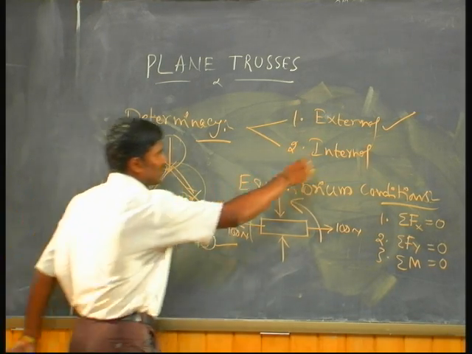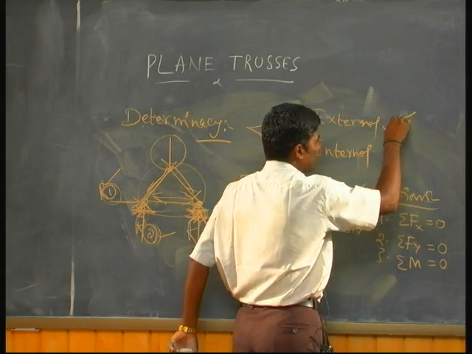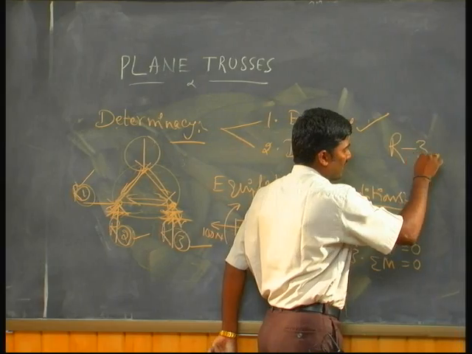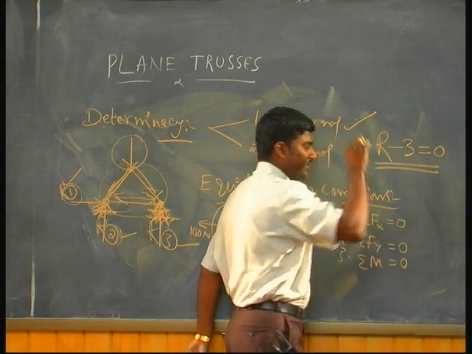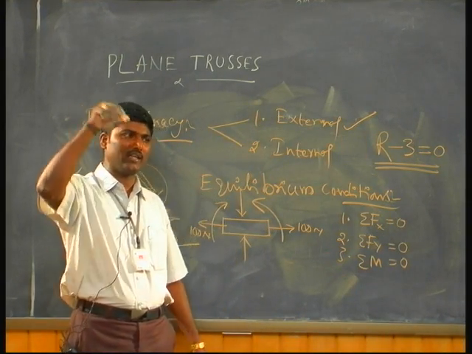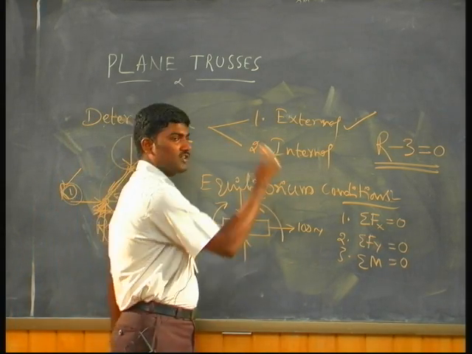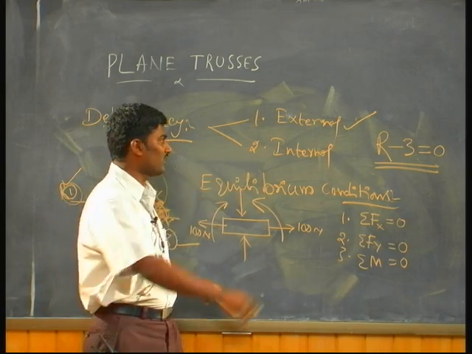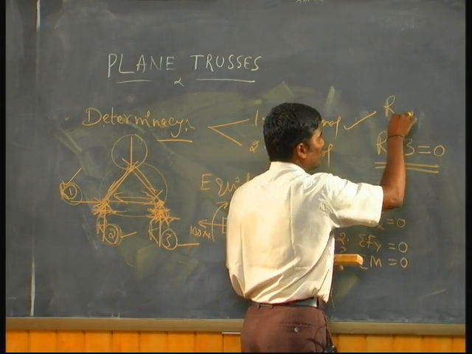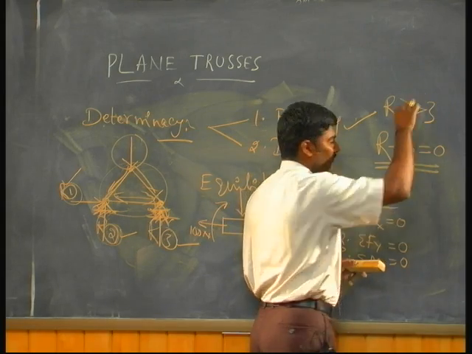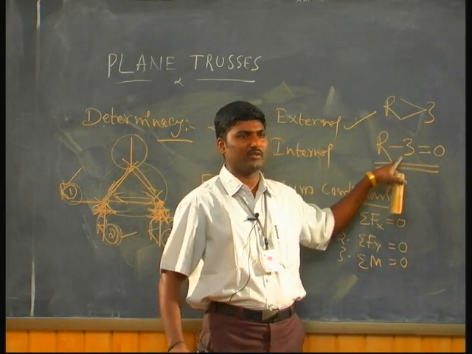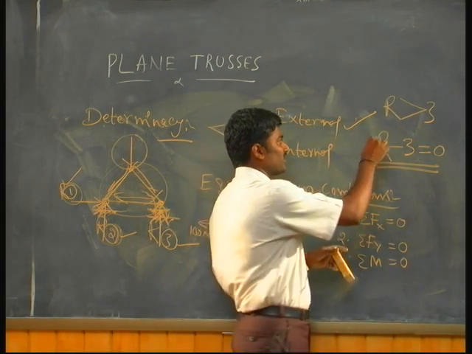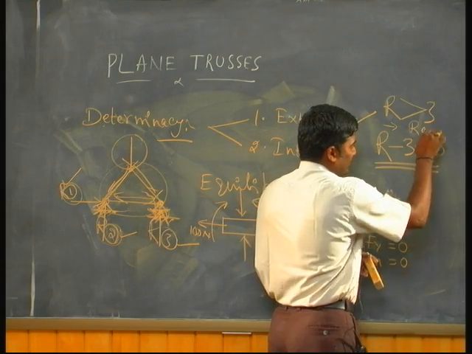This is called external determinacy or indeterminacy. If the number of reactions minus 3 is equal to 0, then your truss is externally determinate. I have not gone to the internal condition yet. If the reactions are equal to 3, your truss is externally determinate. If your reactions are more than 3, it is called redundant.